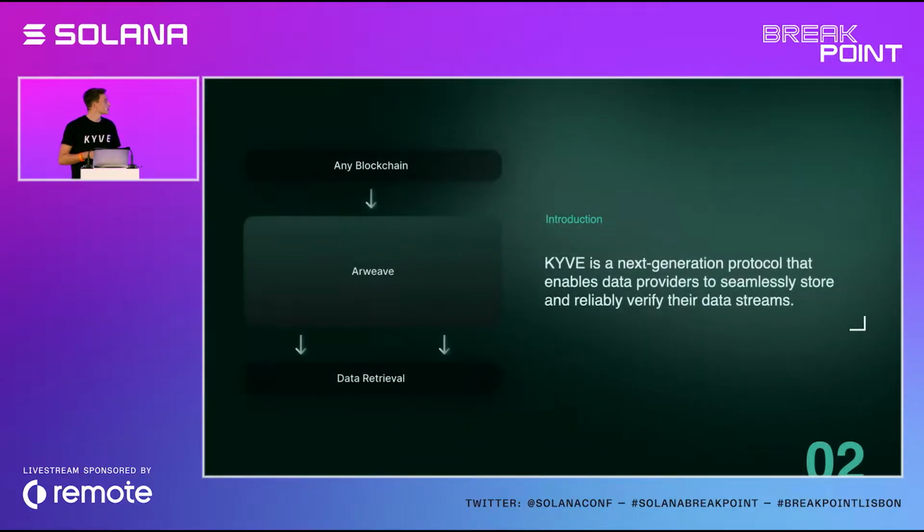And the solution to this is KYVE. KYVE is a next generation protocol that enables data providers to really seamlessly store and retrieve data. The way it works is you set up a smart contract as a storage pool, which has one uploader node and multiple validator nodes, so it's fully decentralized. And then the uploader can listen to any kind of data source. In the demo you will see, we hook it up to some more Web 2 data, so it can be used really all around the whole ecosystem.